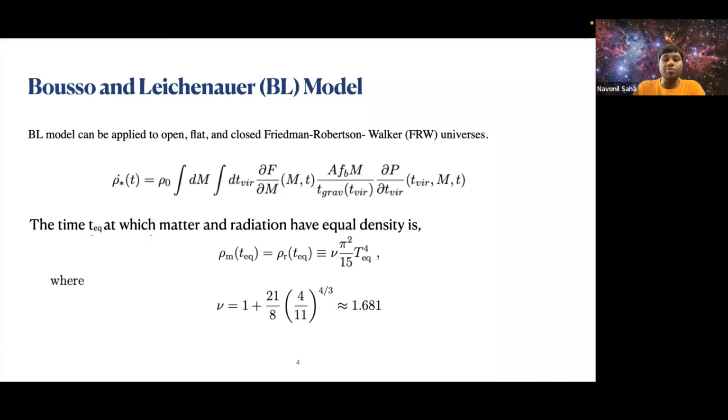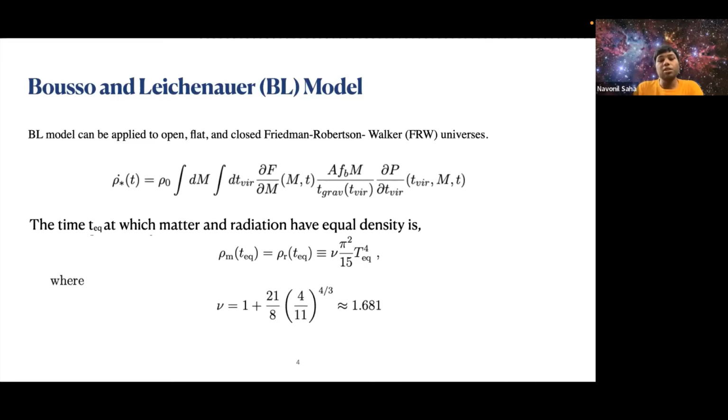As you can see from the first equation, the Bousso-Leichenauer model has an approximation assumption that it can be applied to open, flat, and closed FRW universes. This first equation shows the SFRD equation. Now, the time t equivalent at which the matter and radiation have equal density is given by the second equation, that is mu pi squared by 15 T equivalent to the power 4, where capital T equivalent is the temperature at equality. The new parameter is taken to be 1.681.